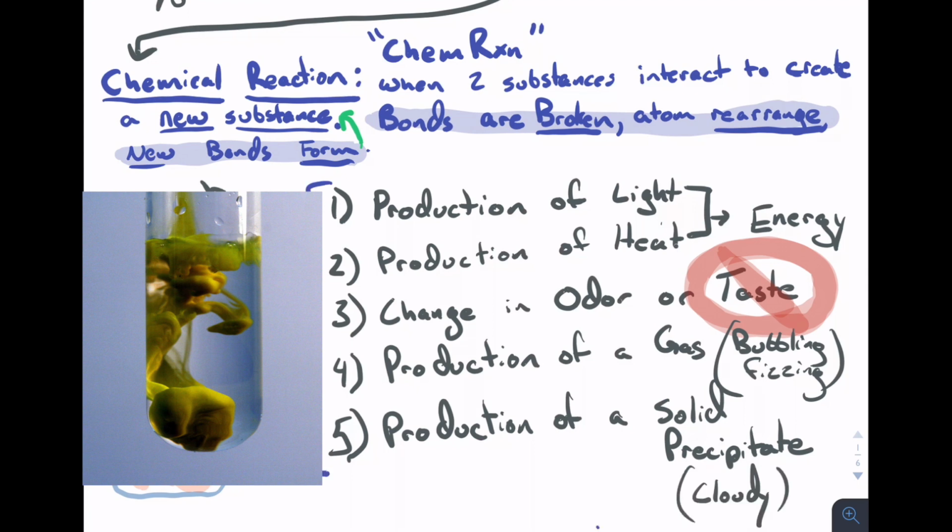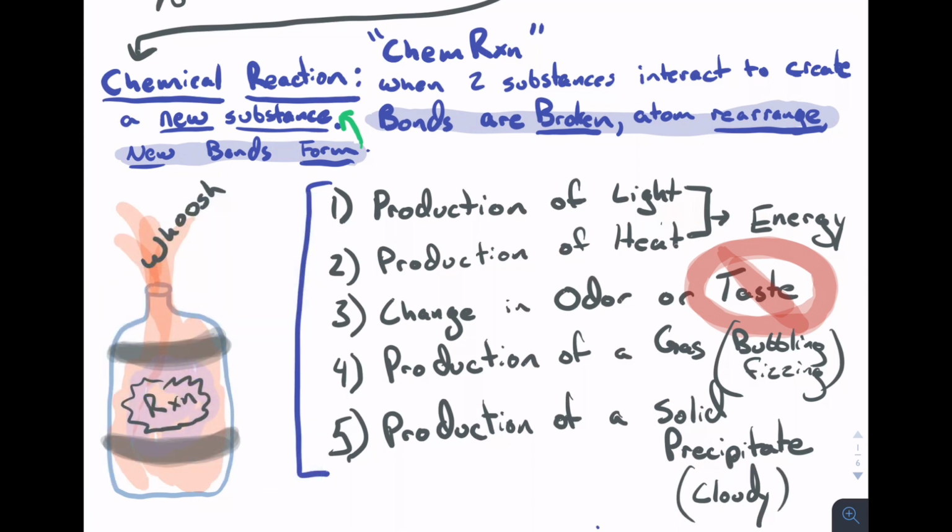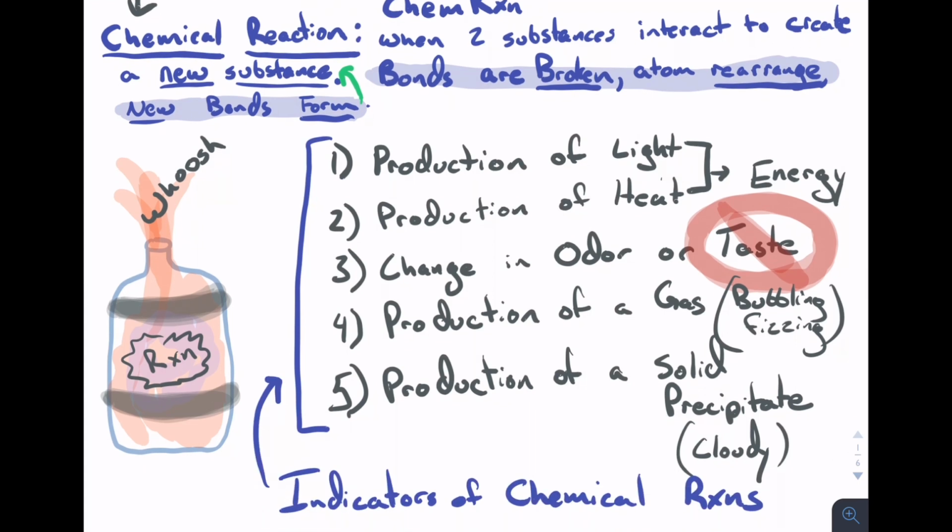All right. Now, any one of these doesn't necessarily mean a chemical reaction has taken place. However, we call these our indicators of chemical reactions. So if you see one or more of these, there's a good chance that a chemical reaction has taken place. The other way to know for sure is to actually do some tests to see if a new substance was created, and there you would test its chemical or physical properties in another way.